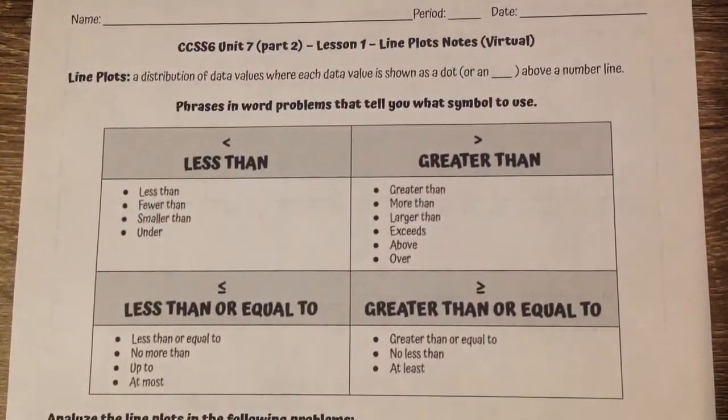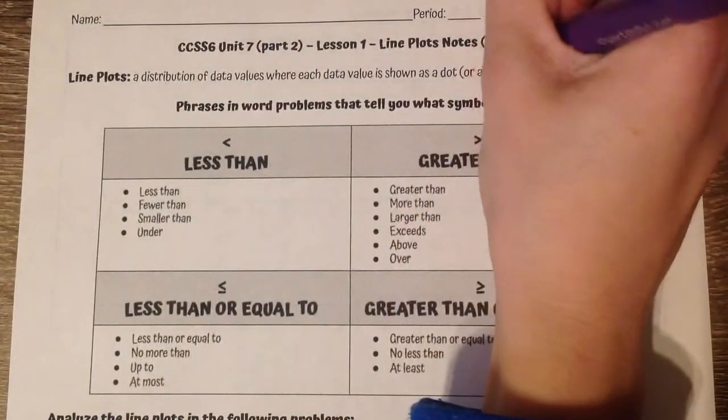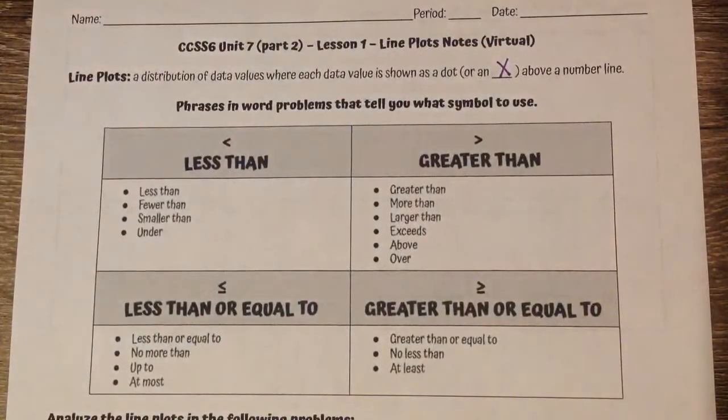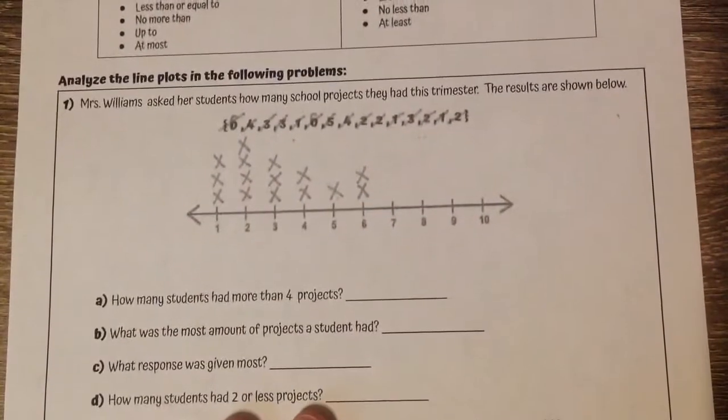All right, for the second part of statistics, we are going to be looking at different statistical displays. The first one that we're going to look at is line plots. Line plots are a distribution of data values where each data value is shown as a dot or an X above a number line. So it looks something like this, okay?